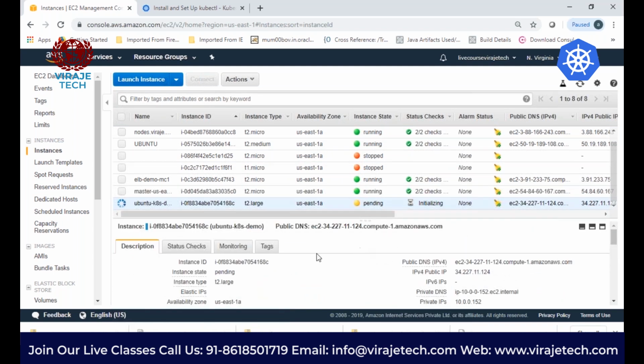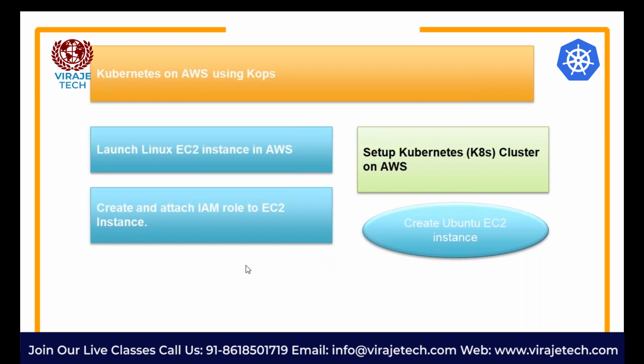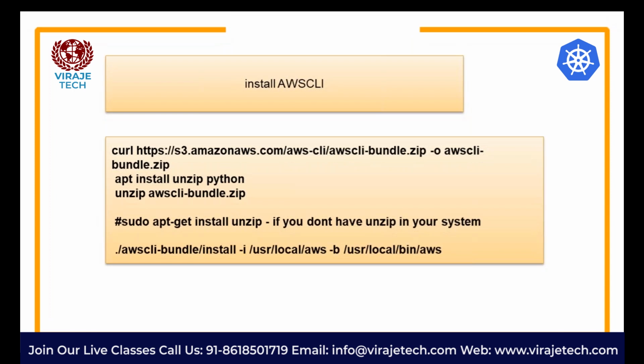Now let's come to the next step. We have done the IAM role creation and created our EC2 Ubuntu instance. Next we need to install the AWS CLI in our machine, because we will use CLI commands in our machines, so it should be there.